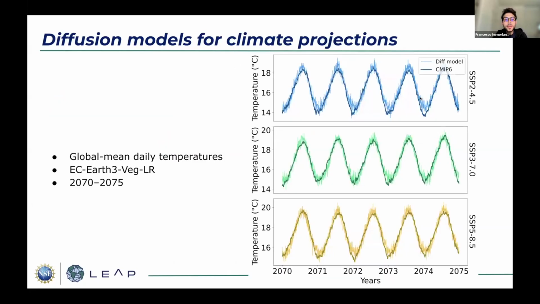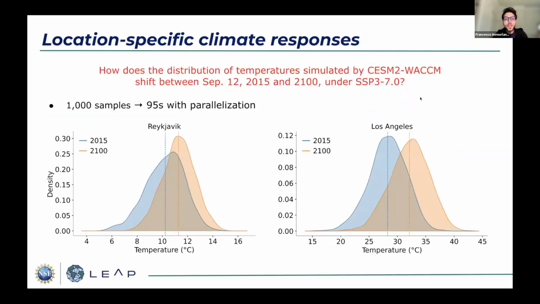Here we analyze the temperature maps generated by the model when conditioned on EC Earth 3 for the same period and for the three SSPs, and the maps were averaged over space. The diffusion model does a pretty good job also in predicting the temperature trend over time, although we do not model any autocorrelation. Now let's look at some examples of what we can do.